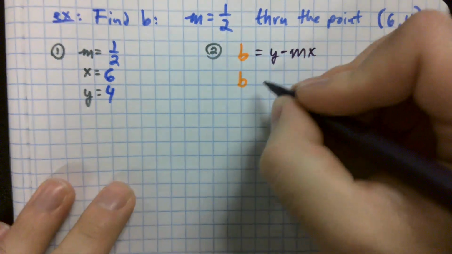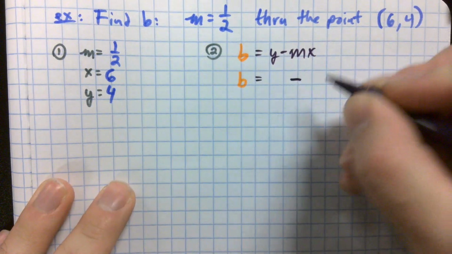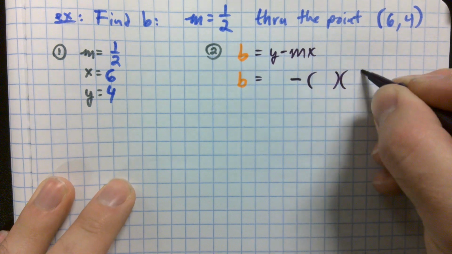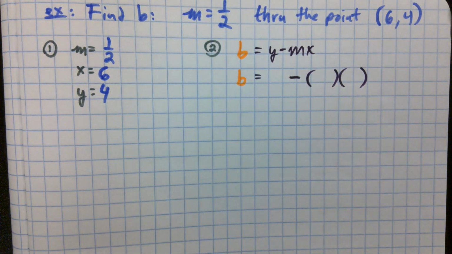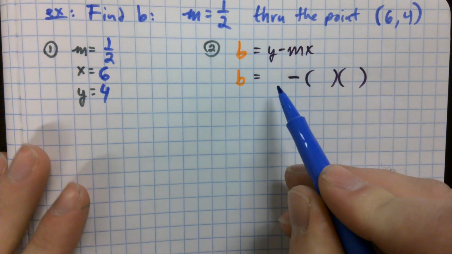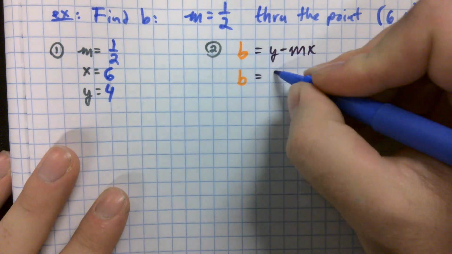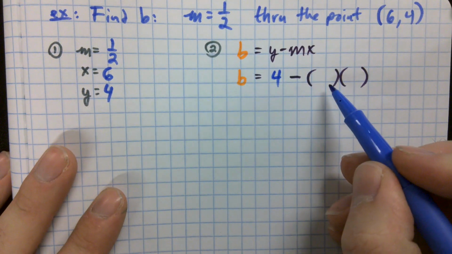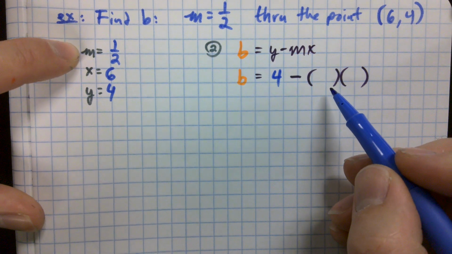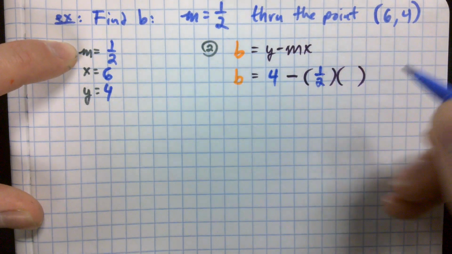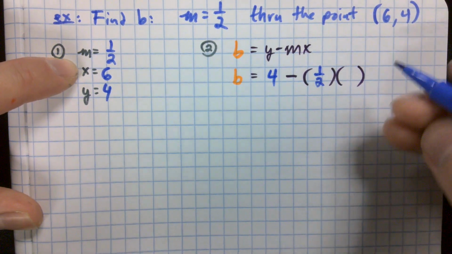Now we've got to plug them all in. It's going to be something minus something times something. What number is going to get plugged in for y? 4. What number is going to get plugged in for m? 1/2. And what number is going to get plugged in for x? 6.